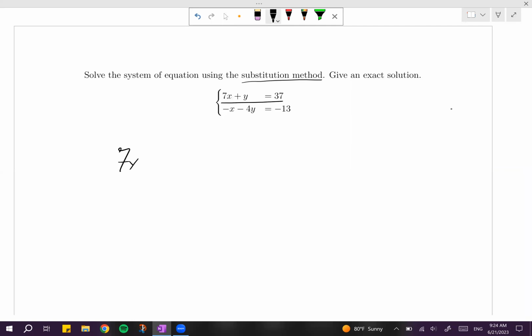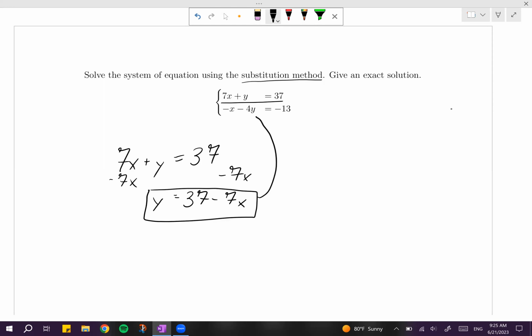We have 7x plus y equals 37. The substitution method says solve for one of these variables, either x or y, and then plug it into the second one, or substitute it into the second one. All right, so for this one, I'm going to solve for y. I'm going to subtract 7x to both sides, so I get 37 minus 7x. Now I have y in terms of x.